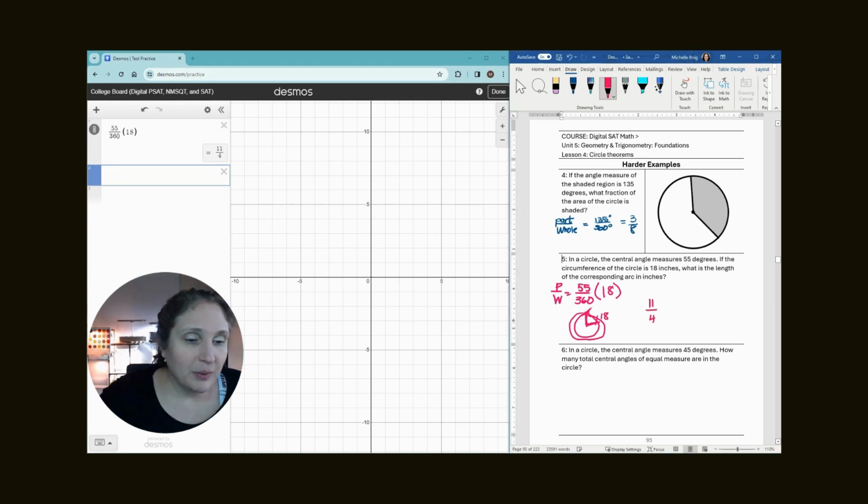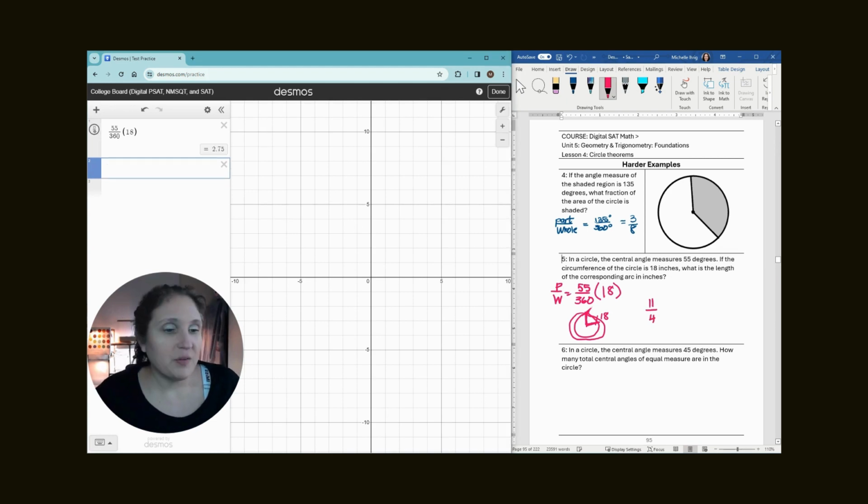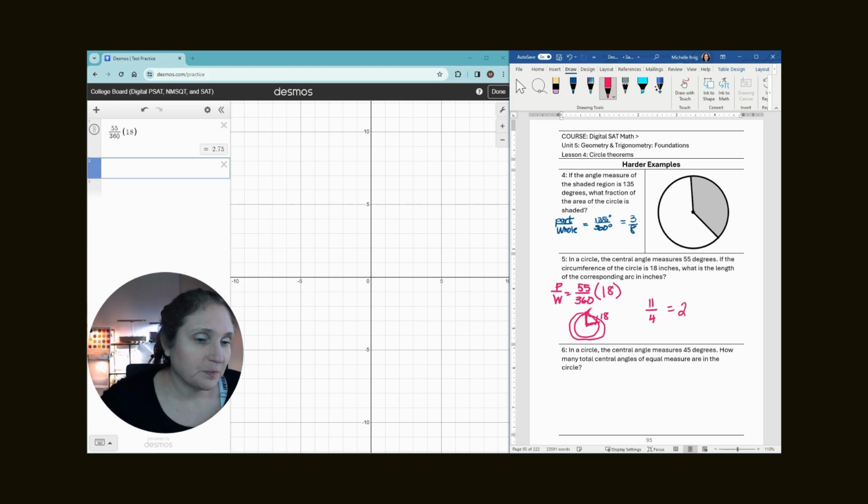Now, we probably wouldn't write 11 divided by 4 inches, so we can hit the fraction button again to get the decimal equivalent. And that is the best way to do this problem. There is a much harder way, but that's the best way.